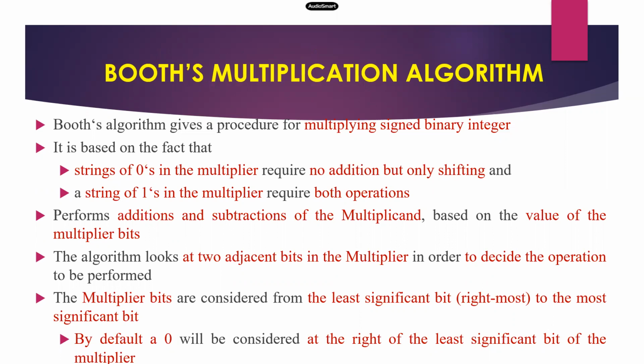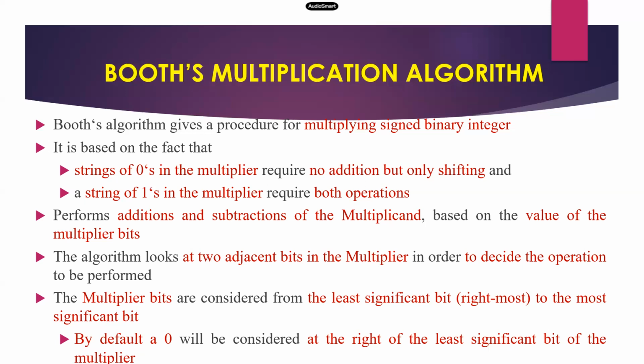And a string of ones in the multiplier requires both operations. So if you multiply by the number zero, what happens? No addition operation, we can do only the shifting operation. But multiplying by the number one requires both addition as well as a shifting operation. So it performs addition and subtraction of the multiplicand based on the value of the multiplier bit, because we have a multiplicand and multiplier as our input. How many additions and subtractions of the multiplicand are required depends upon the multiplier bit.